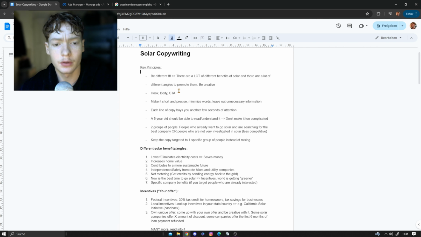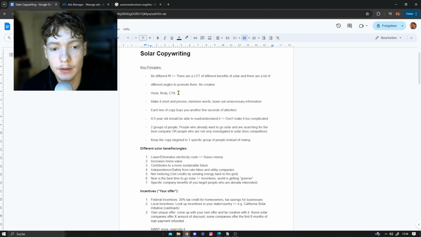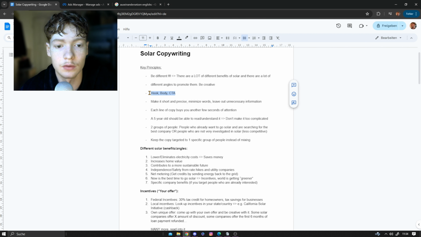As I said, a copy consists of a hook, a body, and a call to action. Generally speaking, a hook should be short and punchy. I will go over that specifically in a second, but you should have a punchy hook, a body that basically contains your information. It's the largest part, but should still be entertaining and not too long. And then you want to have a call to action where you basically say, I don't know, click this button, do this to get this, and then they will do what you want them to do and basically become a lead.